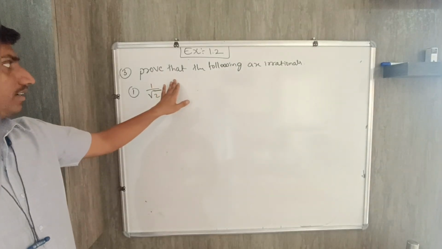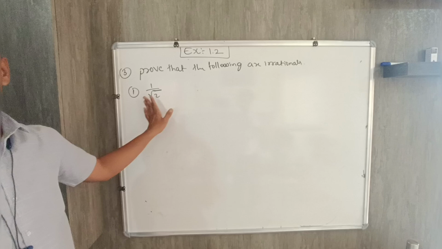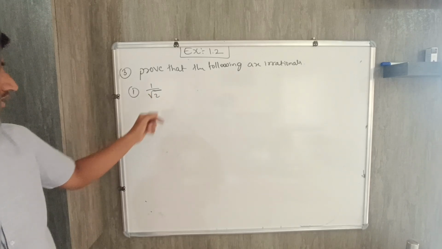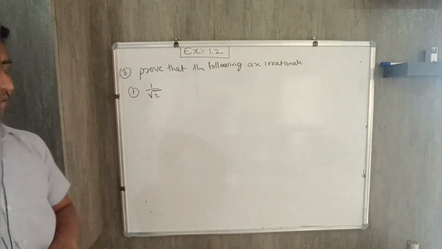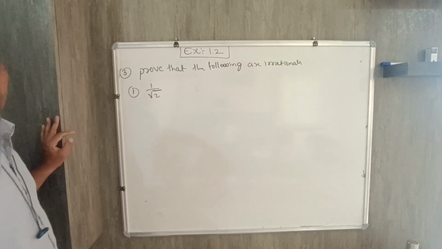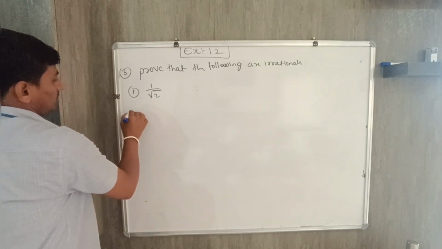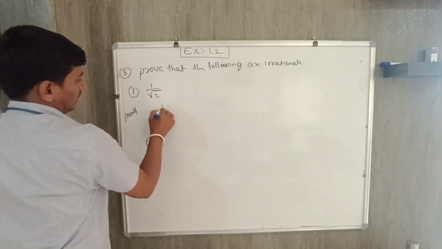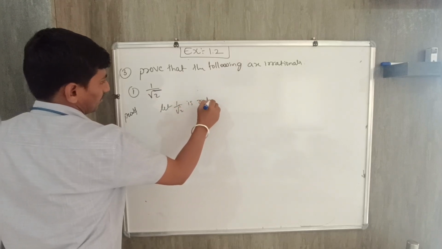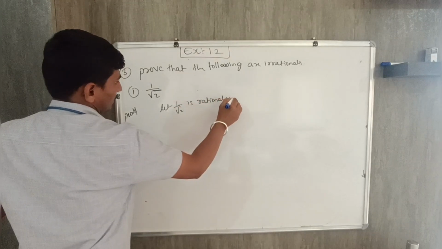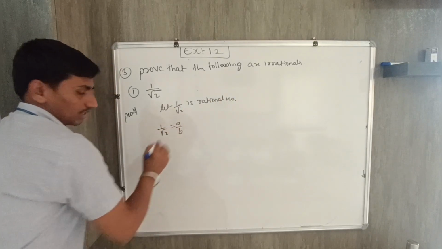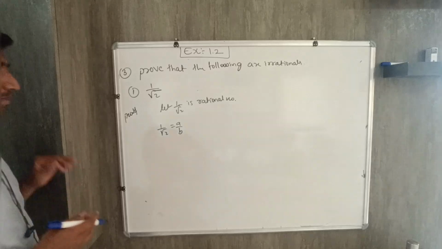Okay, this third bit, prove that the following are irrational. First one, 1 by root 2. How to prove it is irrational? So see here. Proof. Let 1 by root 2 be a rational number. So now 1 by root 2 equals what? 1 by root 2 is A by B.